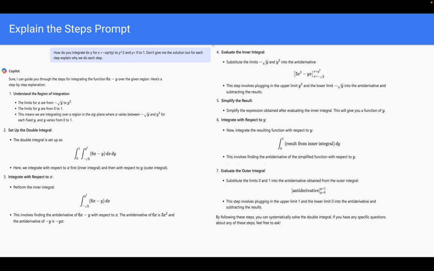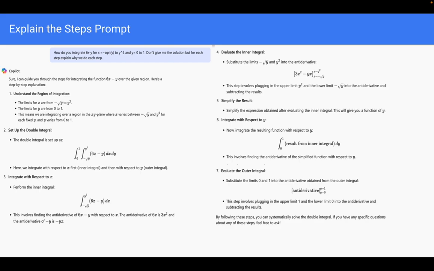Now, what if we weren't completely happy with the response that we originally got? How can we change that? So for example, we wanted steps, but maybe we didn't get the level of detail or explanation that we wanted. So we can try to fix that. So we can reword our prompt. How do you integrate the function? Don't give me the solution, but for each step, explain why we do each step.